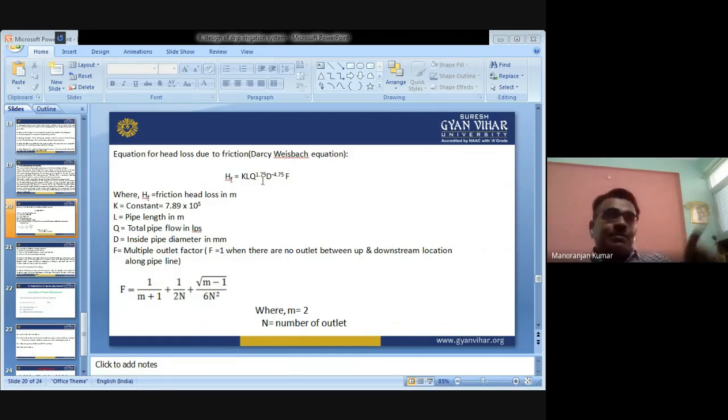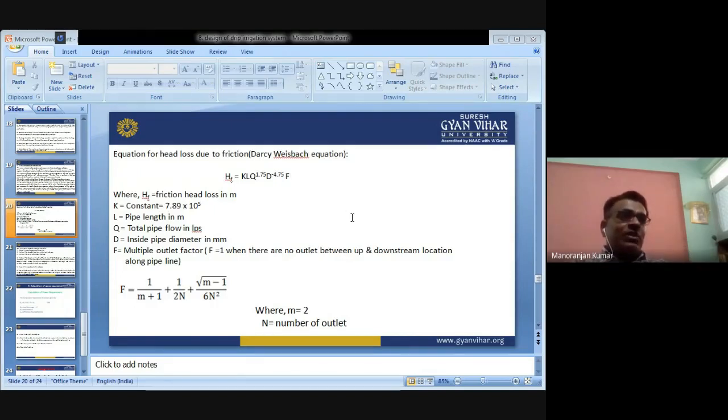This friction loss is very important when you design the irrigation system, when you are calculating the pump HP. During the calculation of the pump HP, this friction loss is added to the head of the pump. So here HF is the frictional head loss in meter, K is the constant 7.89 into 10 to the power 5.